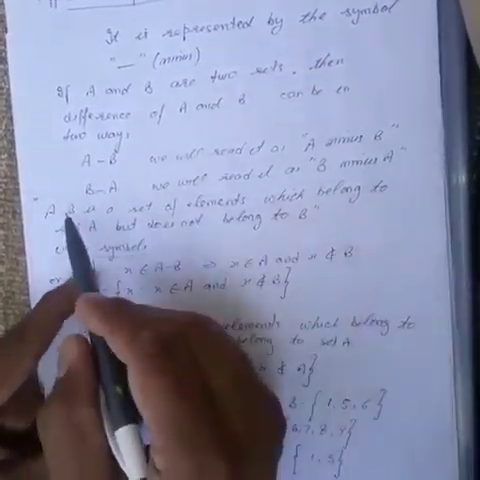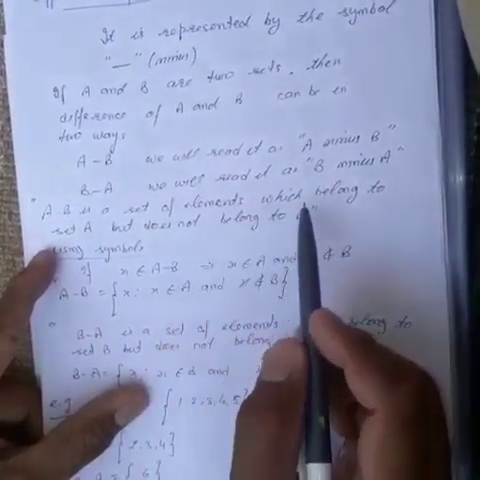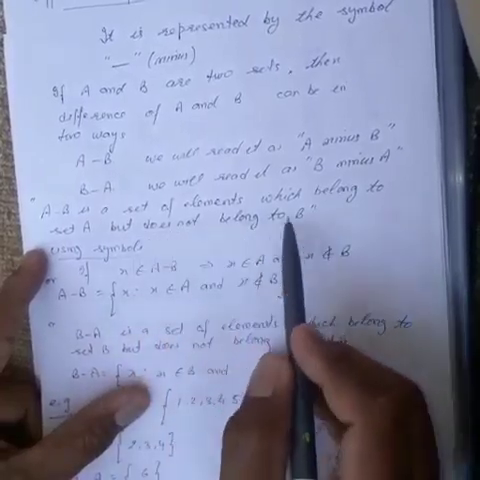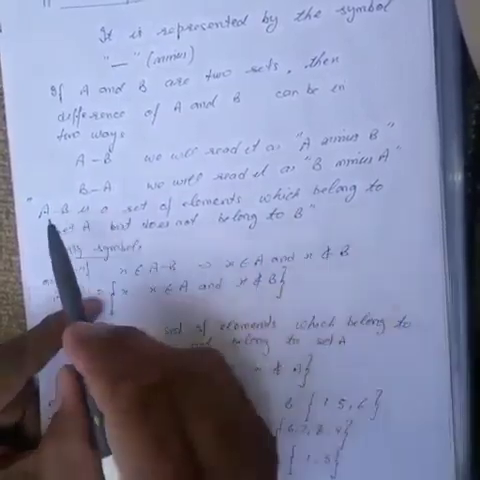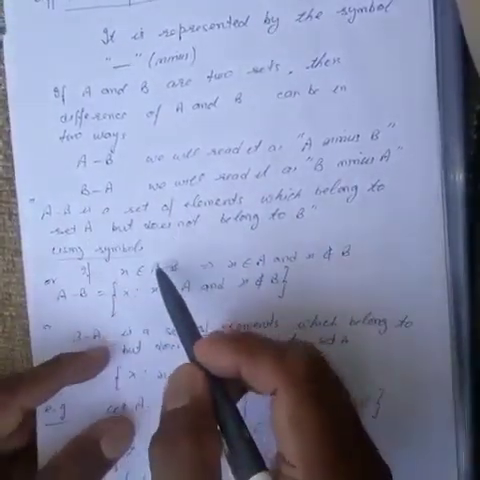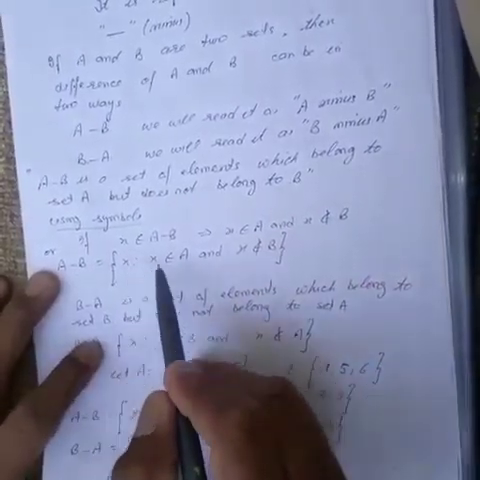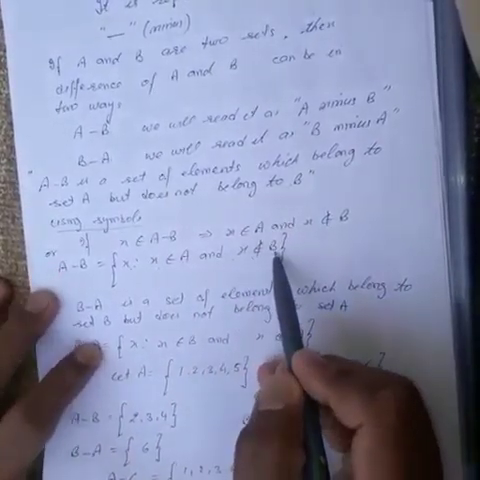Now what is A minus B? A minus B is a set of elements which belong to set A but do not belong to set B. If an element is present in A minus B, it will be an element of A, but it will not be an element of B. Using symbols, we write A minus B is a set of all x where x belongs to A and x does not belong to B.